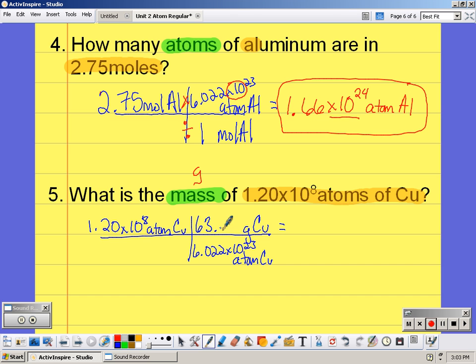We're going to multiply the top, and we're going to divide by the bottom, and we're going to make sure to use that special button. So 1.20 special button 8 times 63.5 divided by 6.022 special button 23. Again, we want 3 sig figs based on our given, so 1.27 times 10 to the negative 14. Don't leave off the times 10 if your calculator gives you one. And that's grams of copper.